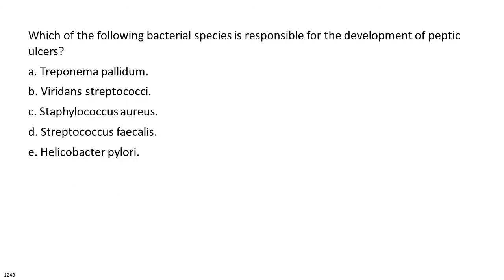Which of the following bacterial species is responsible for the development of peptic ulcers? A. Treponema pallidum. B. Viridans streptococci. C. Staphylococcus aureus. D. Streptococcus faecalis. E. Helicobacter pylori.